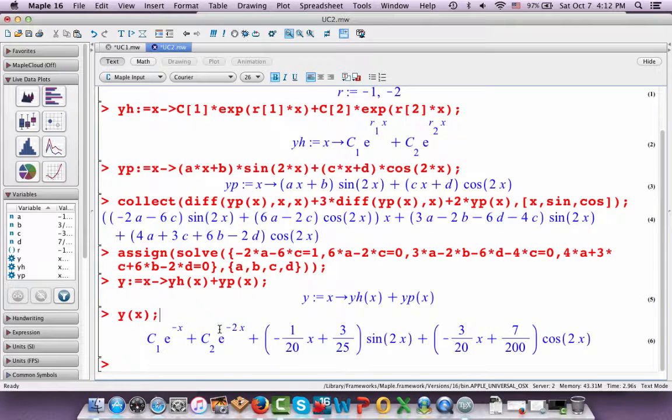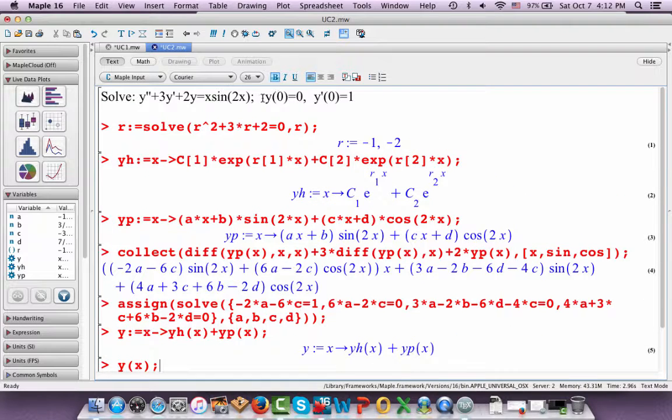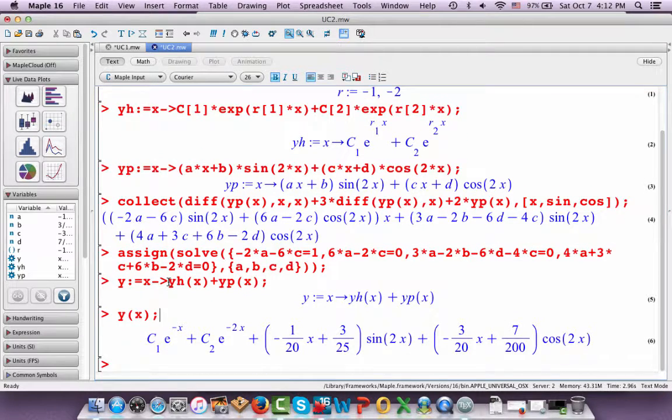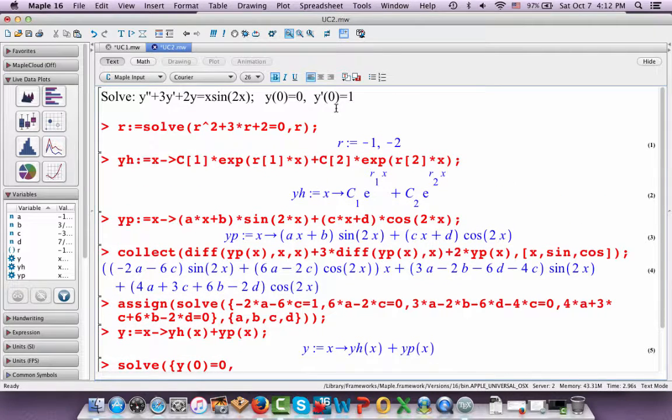So what do we have to do? We have to use the initial conditions. Well, the first initial condition is y of 0 equals 0. And the second initial condition is y prime of 0 equals 0. So again, we don't really need to see this right now. So what do we really have to do? We have to solve a system of equations. Again, the first one is y of 0 equals 0. The second one is the derivative of y at 0 is equal to 1.